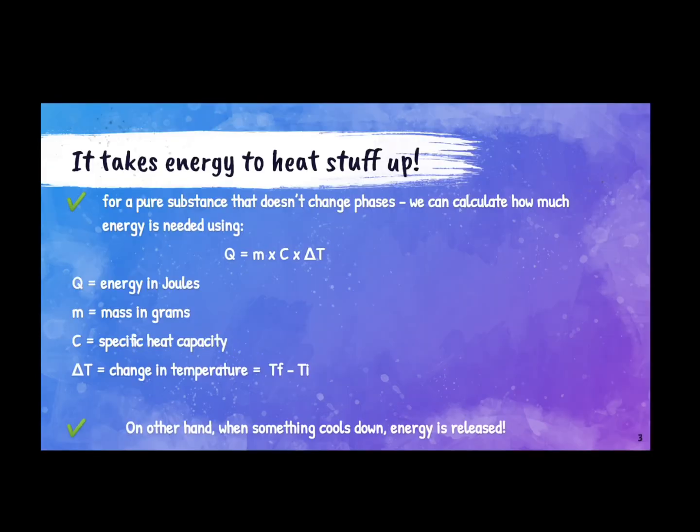Remember that it's going to take energy to heat anything up. For a pure substance that doesn't change phases, we can calculate how much energy is needed using this equation. That is Q equals mc delta T. Q is the energy, that's calculated in joules. M is mass. C is specific heat capacity. And then delta T is just going to be your change in your temperature, which is your final minus your initial. Again, remember, if something is cooling down, then it's releasing energy.